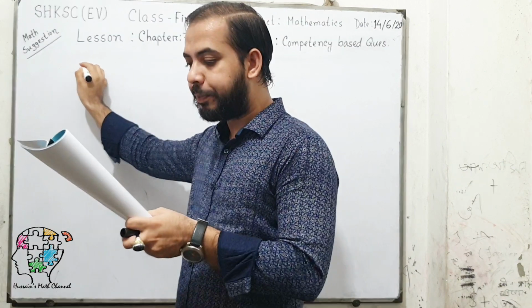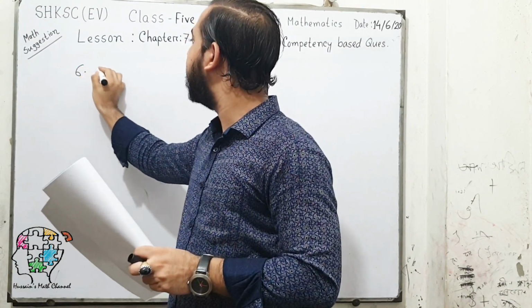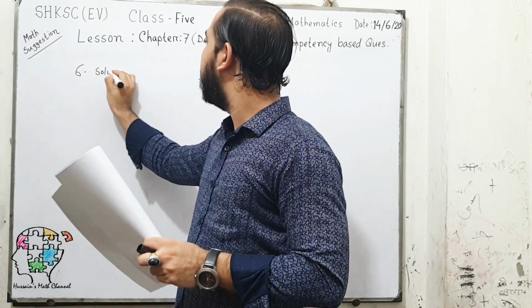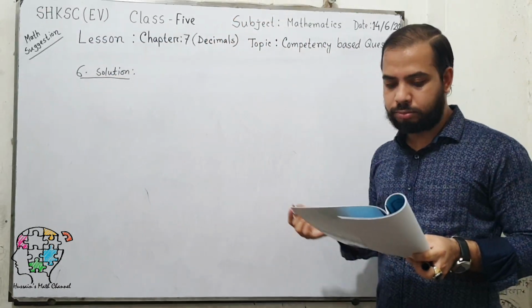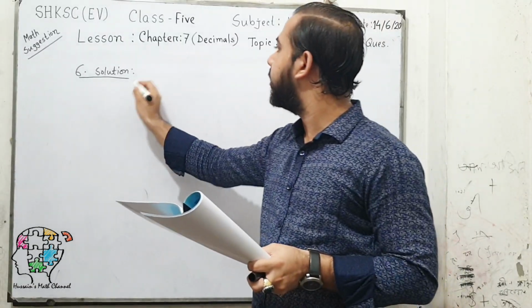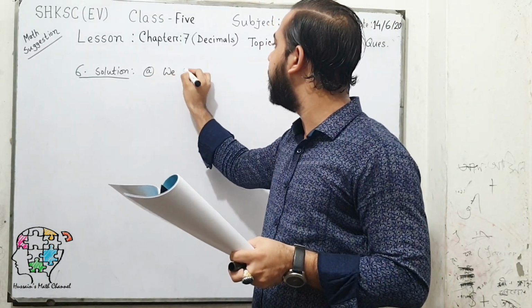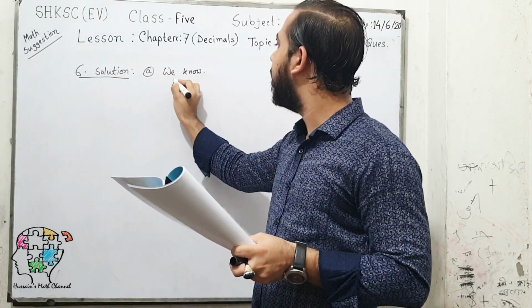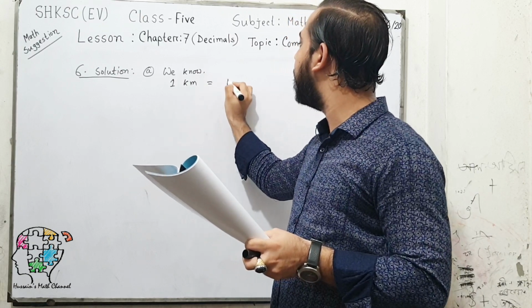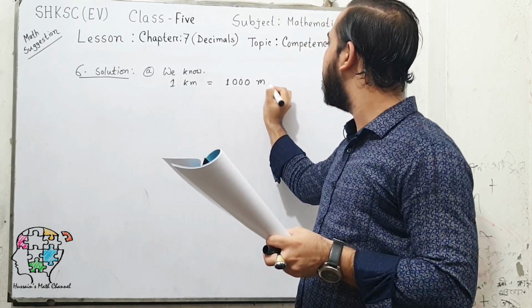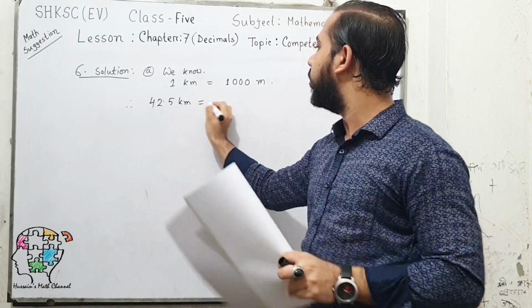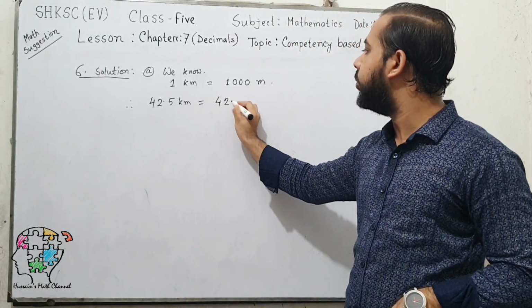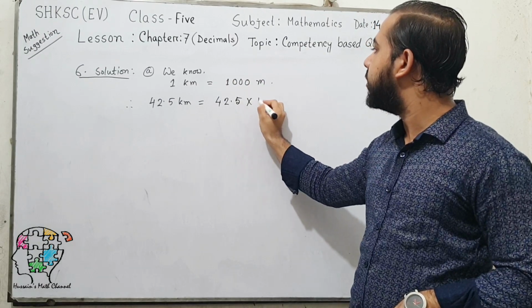This is a question we are solving from class 4. That means at first you can write, we know 1 kilometer is equal to 1000 meter. Therefore 42.5 kilometer will be more. So we will multiply 42.5 times 1000 meter.